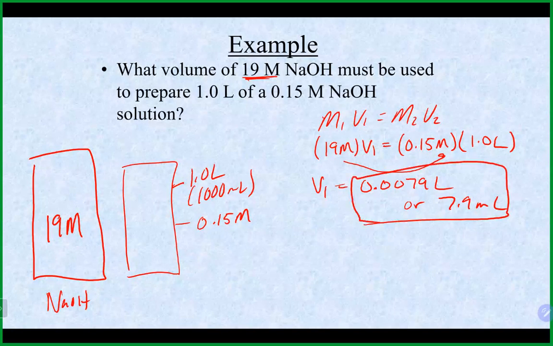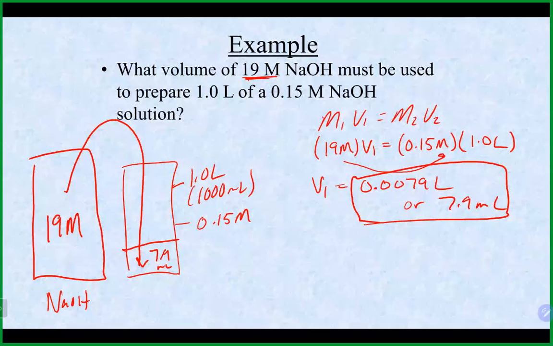So what does that number represent? It is how much of the more concentrated solution you would take out and put into your new bottle here. And we would put in there 7.9 milliliters. Now I want to end up at 1 liter or 1,000 milliliters. Should I put 1,000 milliliters of water in with it? I should not, because if I did, I'd end up with 1,007.9 milliliters, which is too much over a liter.